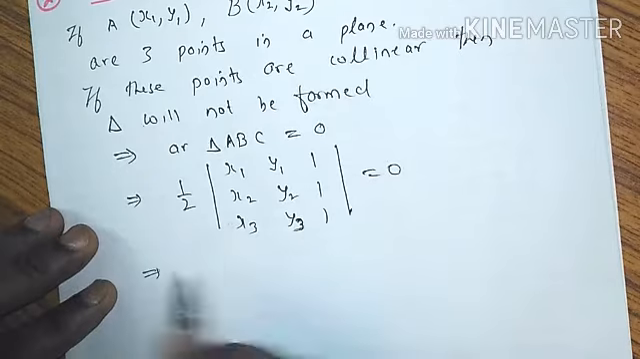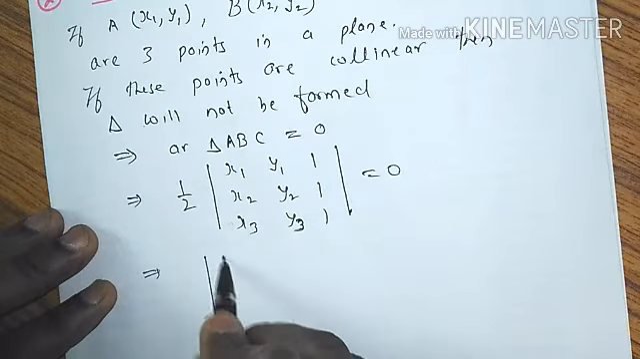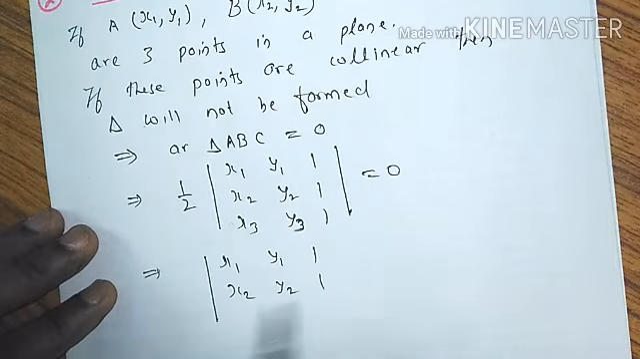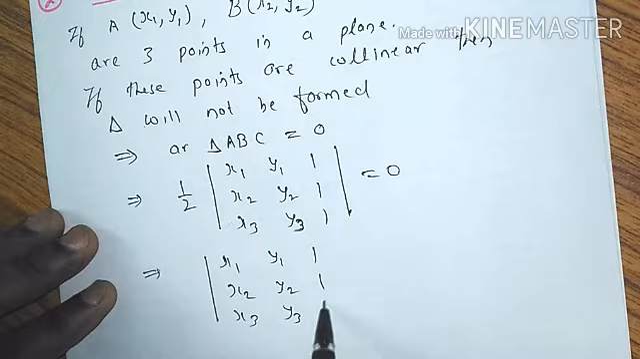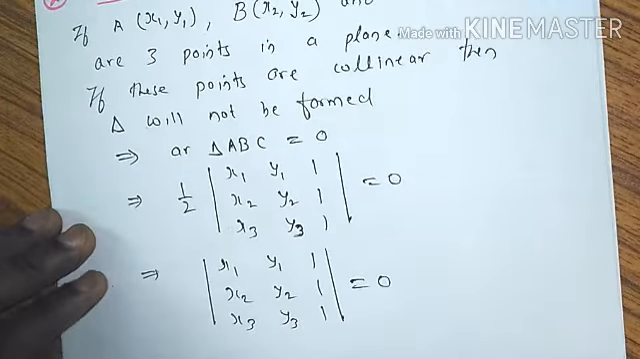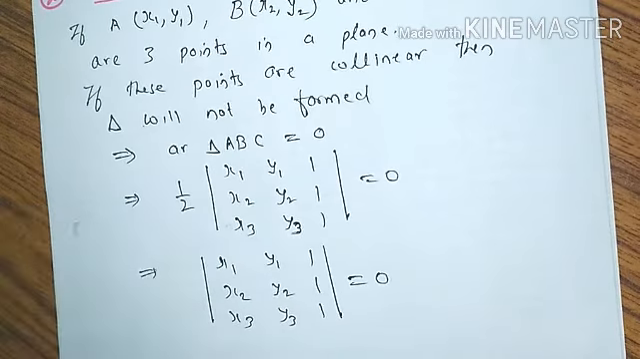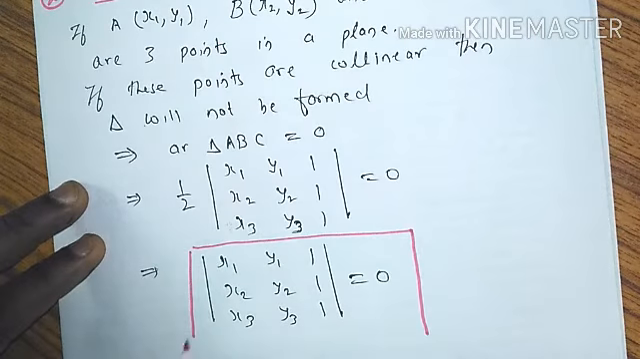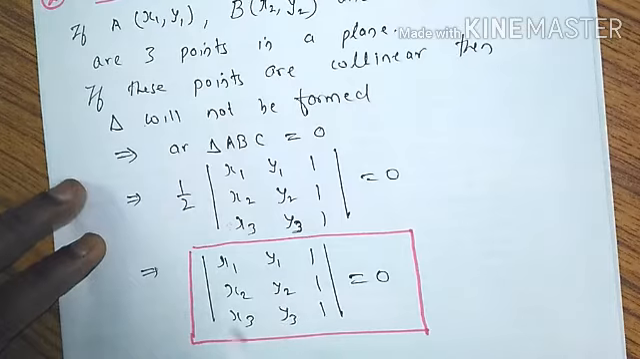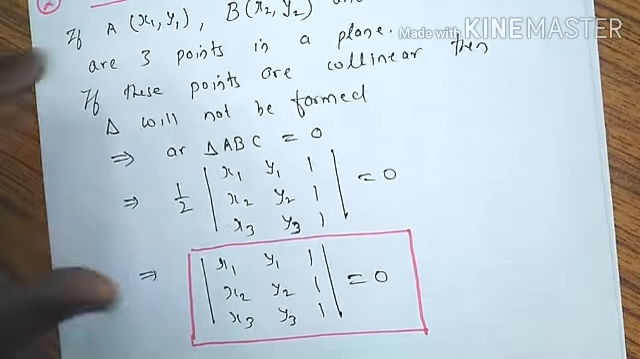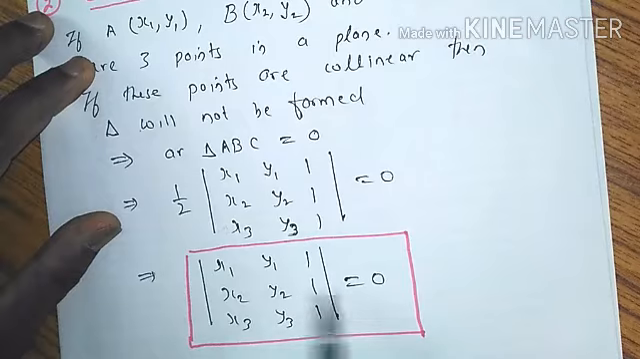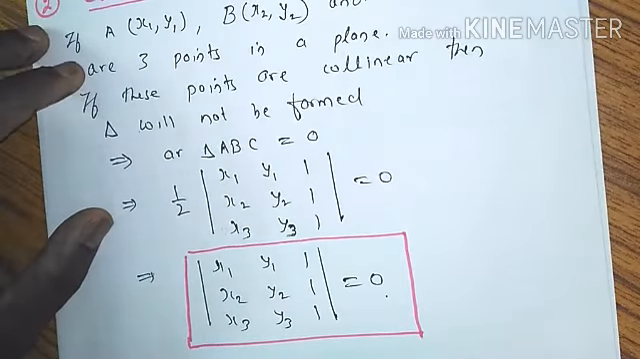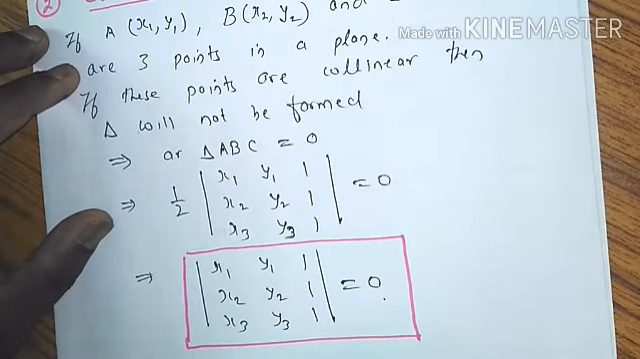This means that if I cross-multiply the half, then the condition we get is the determinant with rows x1 y1 1, x2 y2 1, x3 y3 1. So this will be the required condition. In this condition, if the determinant formed by these 3 points x1 y1 1, x2 y2 1 and x3 y3 1 is 0, in that case these 3 points A, B, C will be collinear, right?